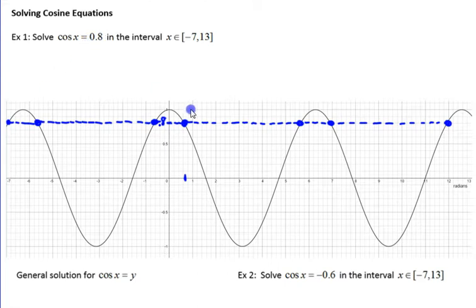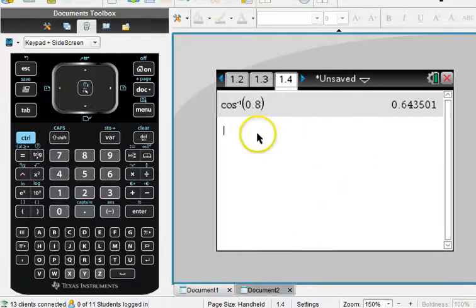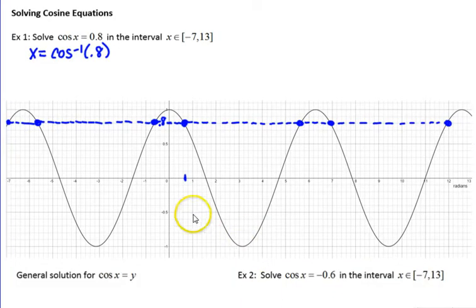Now, how do I go about finding all of these x values that all have y values of 0.8? The first thing I'm going to do is solve the equation for x, and to do that I'm going to use inverse cosine. So x equals inverse cosine of 0.8. If I do that on my calculator, I've already done this so it wouldn't take as much time, I find that inverse cosine of 0.8 is 0.6435. If I go back to my graph, that looks very reasonable, that this is 0.6435 on the x-axis. So x equals 0.6435. But how do I go about finding the other values?